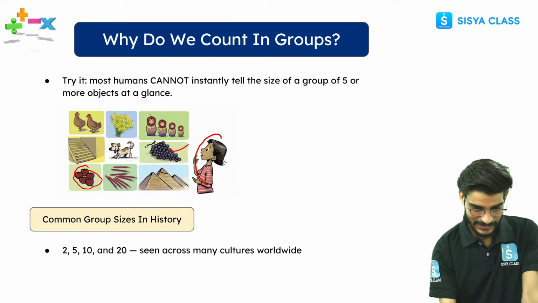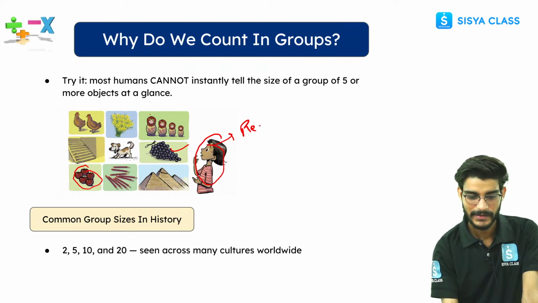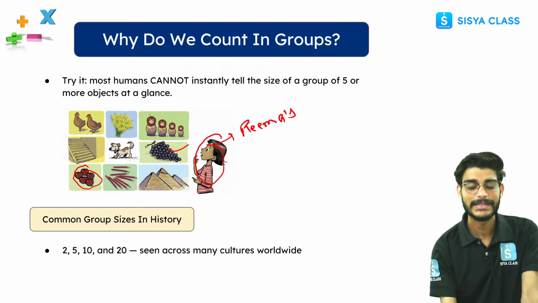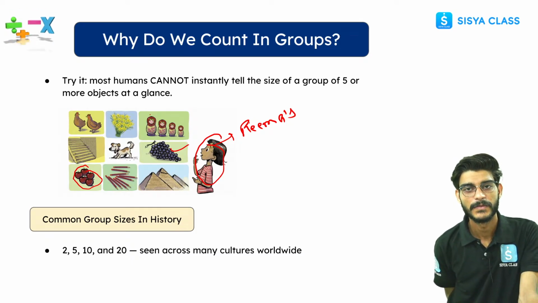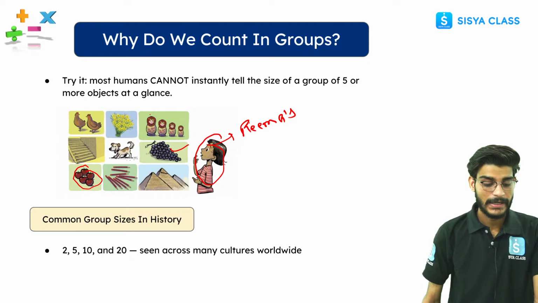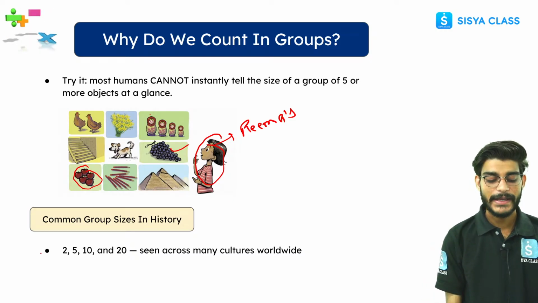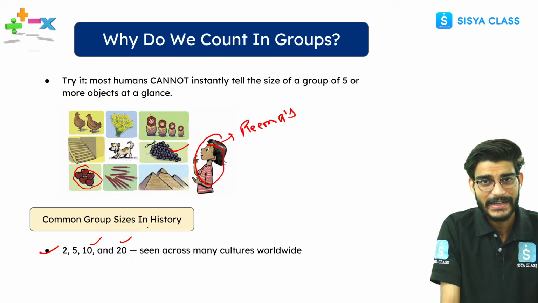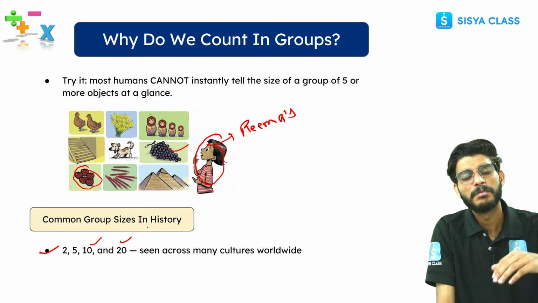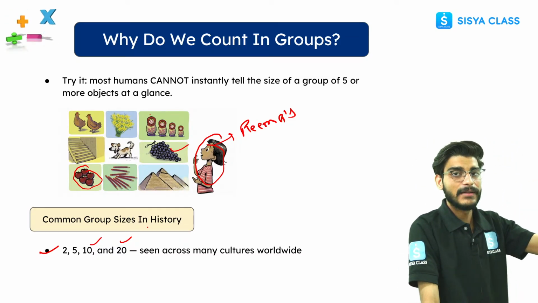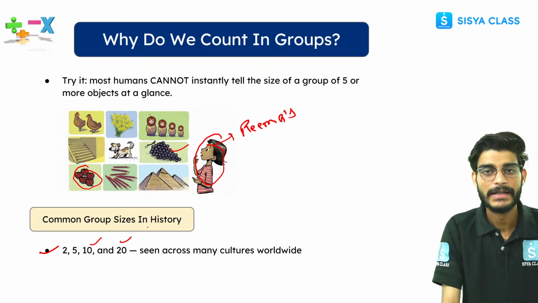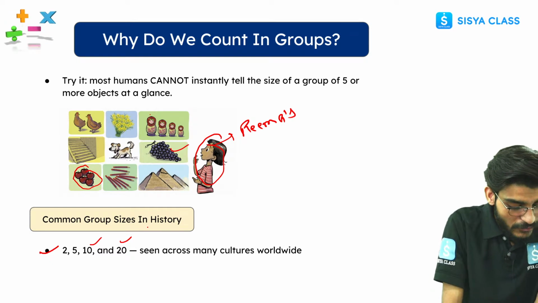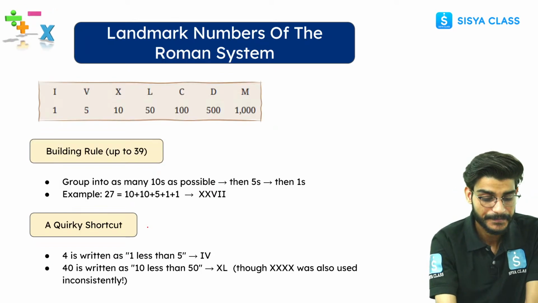So this is Rima's, right? This is increasing her curiosity about how they would count the groups. Okay. How will they count the groups? Common group sizes were like 2, 5, 10 and 20. But what did they call 2, 5, 10 and 20 back then? This is the interesting question that she has in her mind.